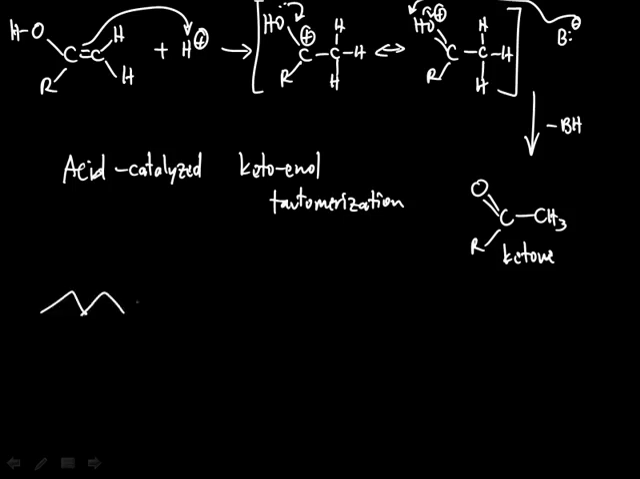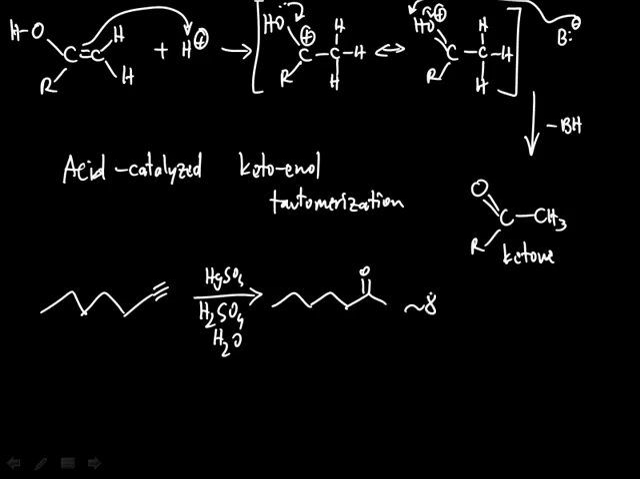And to give an example of how this actually works, if we expose this heptyne to a solution of mercury salt and sulfuric acid, then we will get this 2-heptanone in about 80% yield as a product of Markovnikov-like hydration followed by tautomerization.